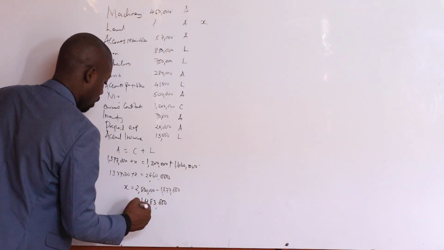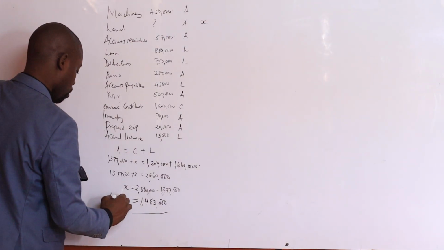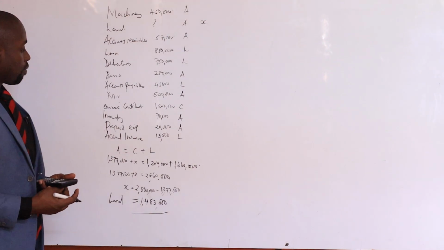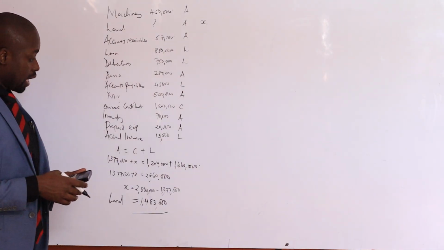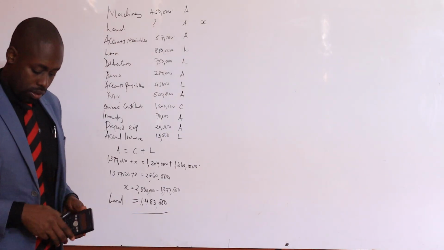And that's how we can use the accounting equation to get any unknown value among the elements of the statement of financial position.